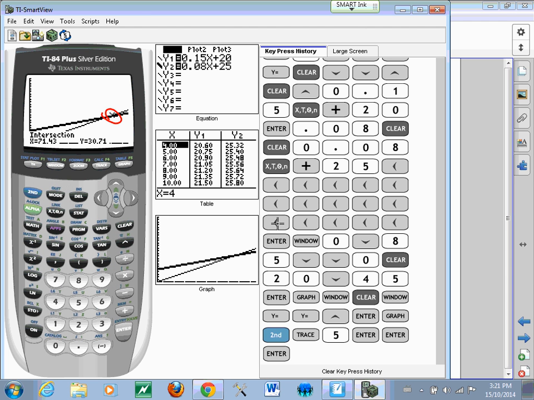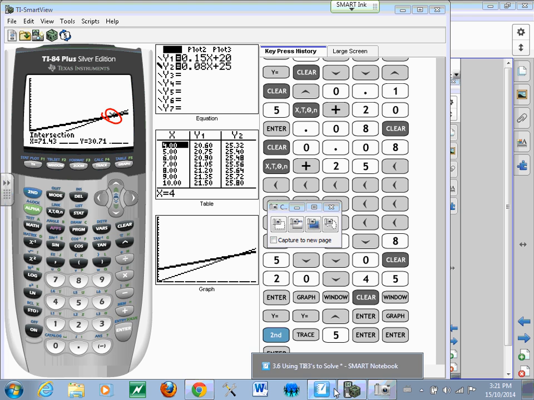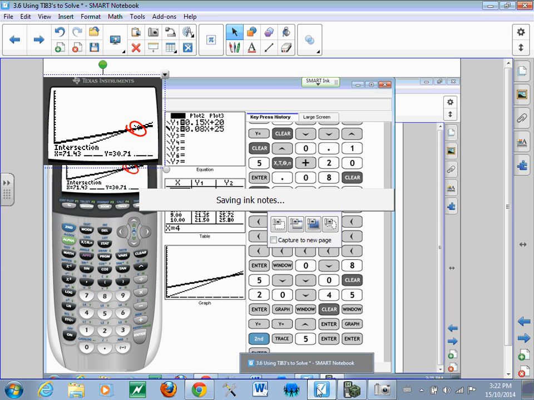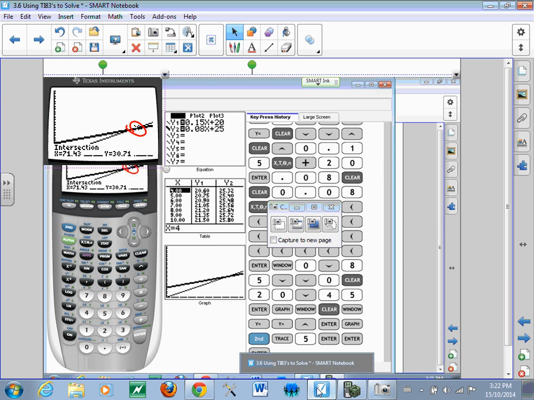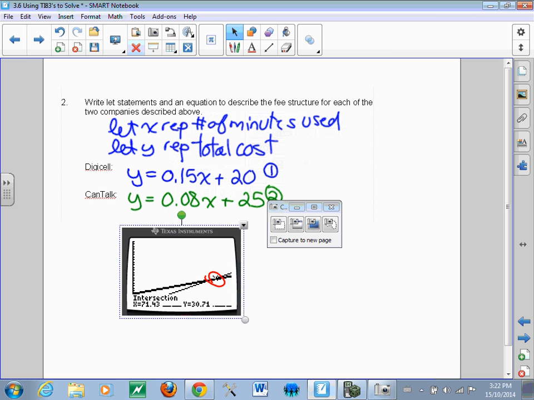Where did my little, hold on. I just need to go back and get it. Okay, try that again. I just need to capture just this. There. Just give me 1 second, guys. I have to clear this one. There. So this is the one I was wanting you to draw.